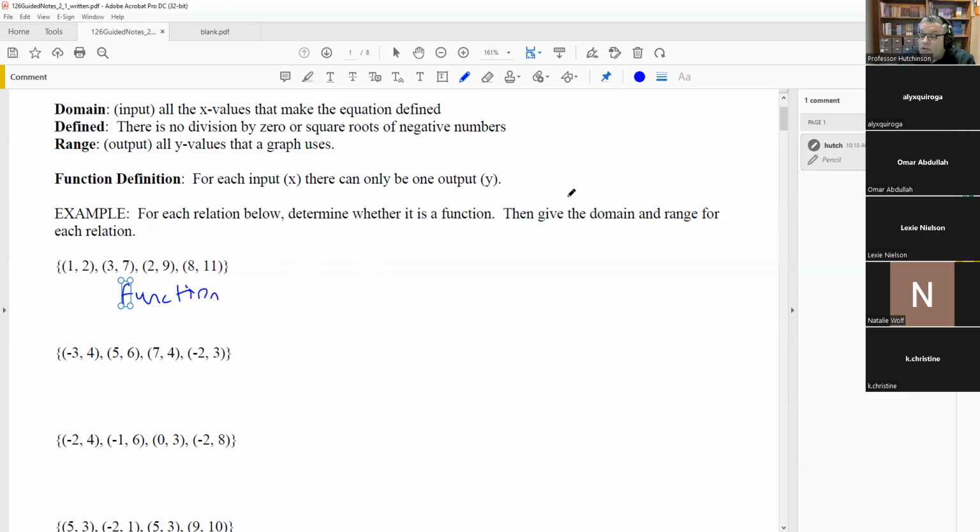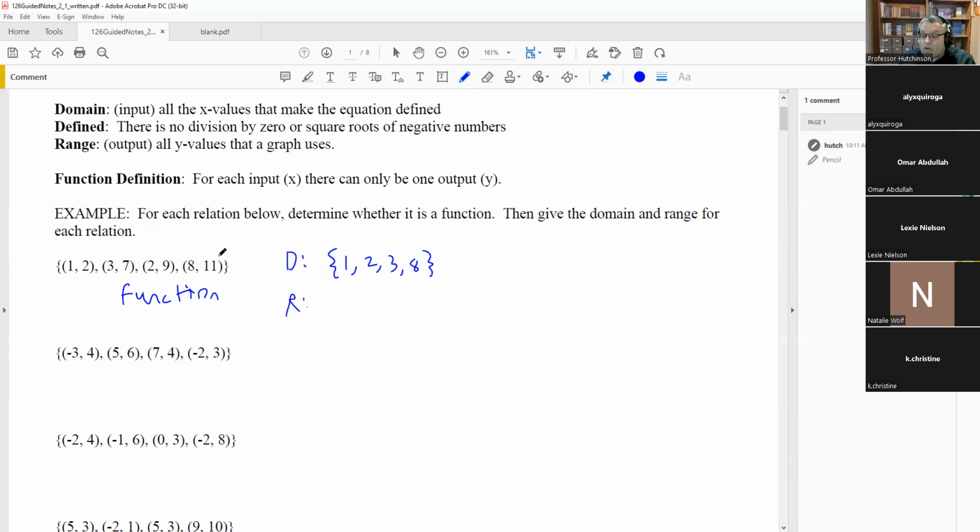But now they want us to determine the domain and range for each relation. The domain is just going to be all the x values that you see here. So I'm going to write that as a set. I have 1, 2, 3, and 8. All I'm doing here is listing the x values only, the x values of these coordinates that we see. So that's going to be the domain.